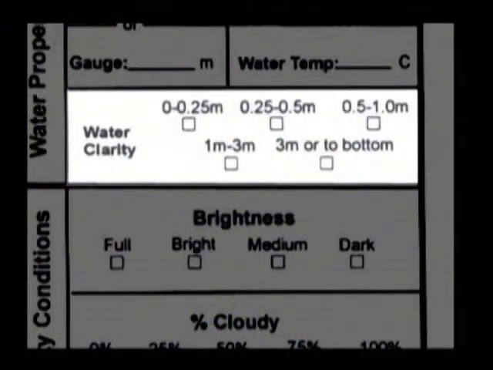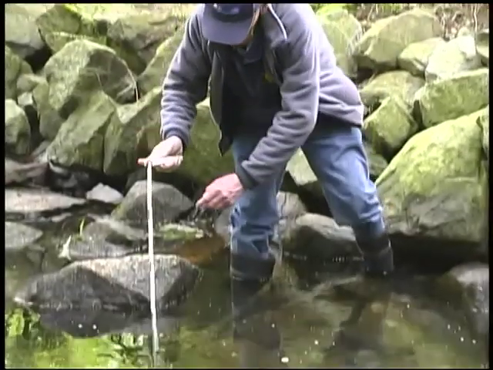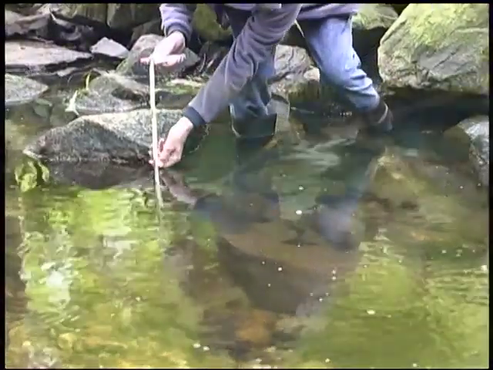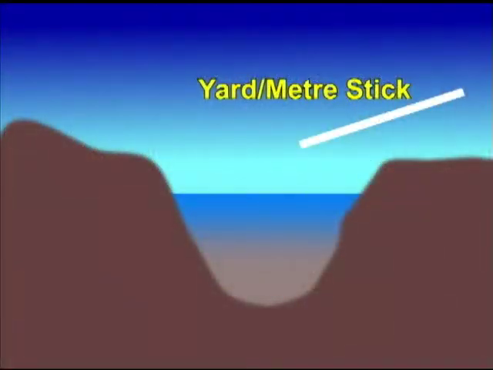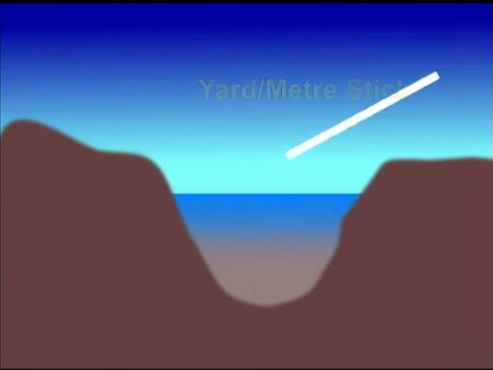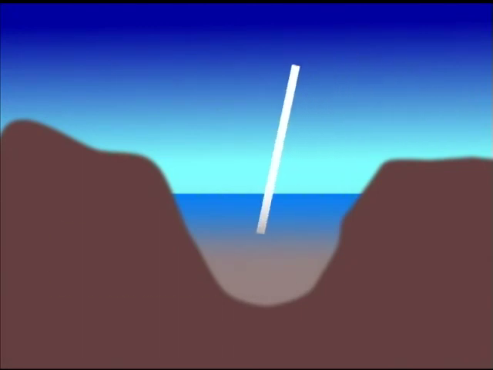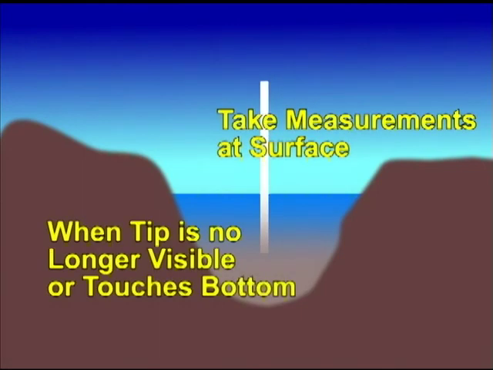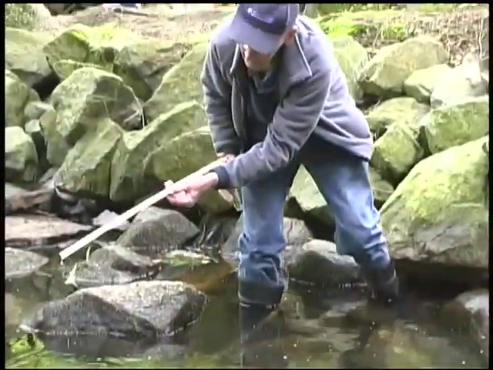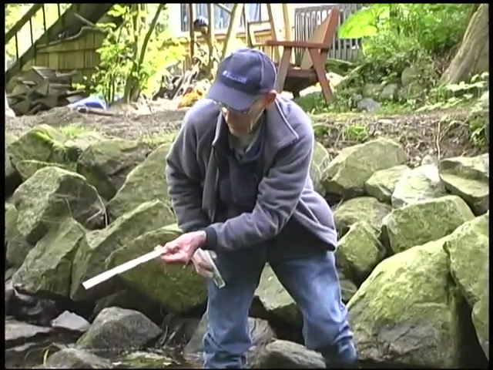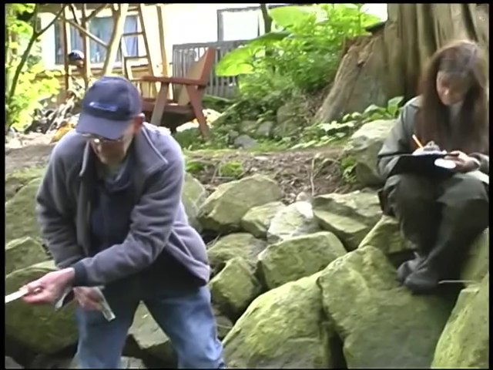Water clarity. How far into the water can you see? Water turbidity describes the clarity of the water and to what depth fish may be visible. A tape measure is placed vertically into a deep, still pool, being careful not to disturb the sediment on the stream bed. Once the tip of the measuring stick cannot be seen, or it touches the stream bed, the measurement at the surface of the water is recorded. This indicates the depth of visibility of the stream.